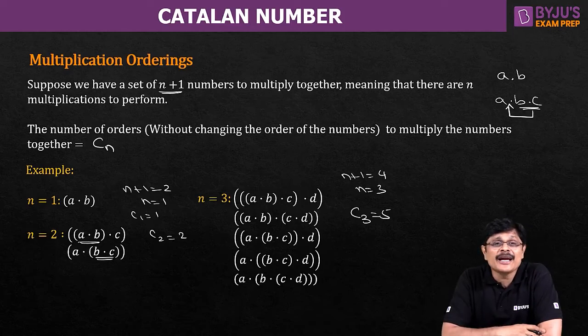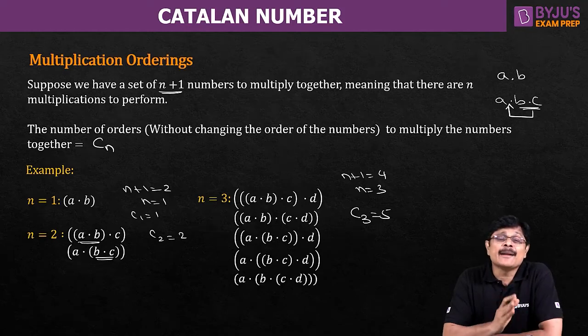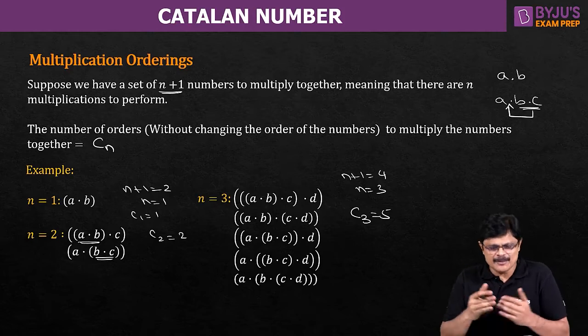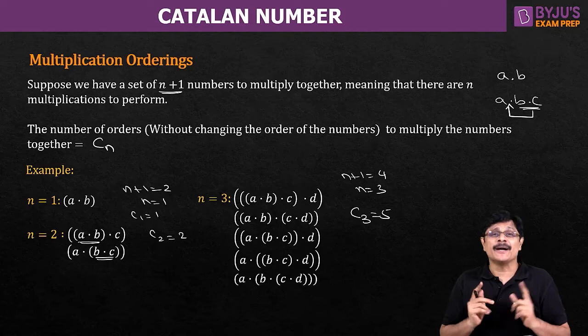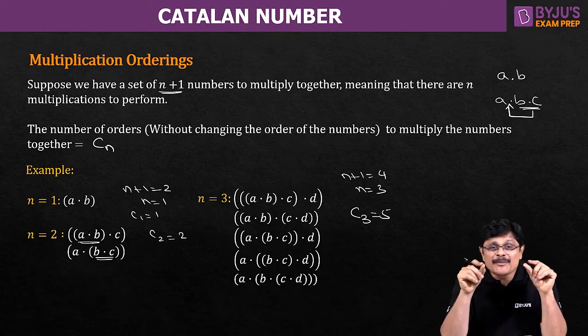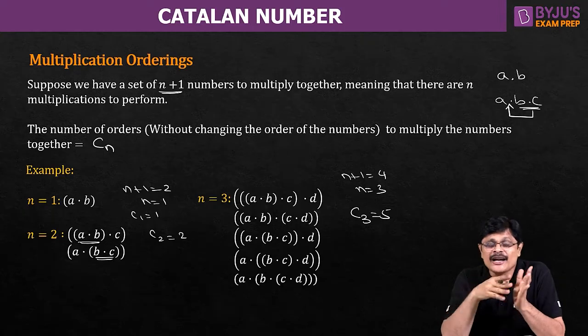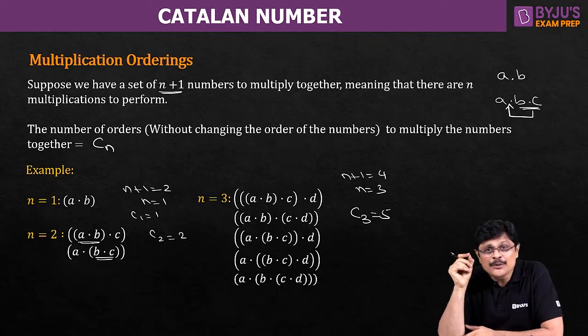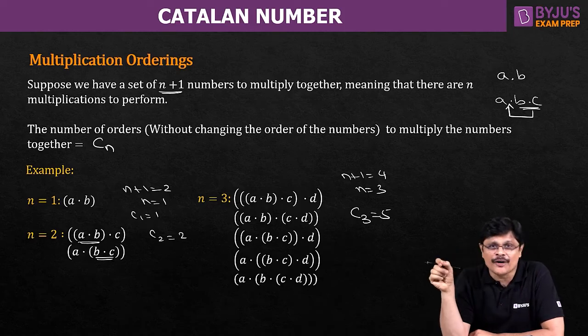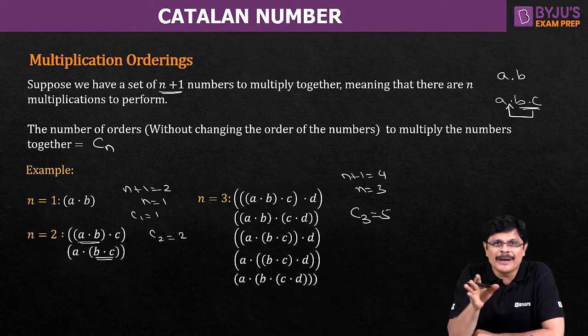The number of multiplication orderings possible for multiplying n plus 1 matrices together: you can convert that problem, this problem can be converted to a multiplication of matrices problem also. But you have to keep the compatibility or conformability of the matrices in mind. You should keep in mind whether the product is conformable or not, because you cannot multiply any two matrices, my dear friend.